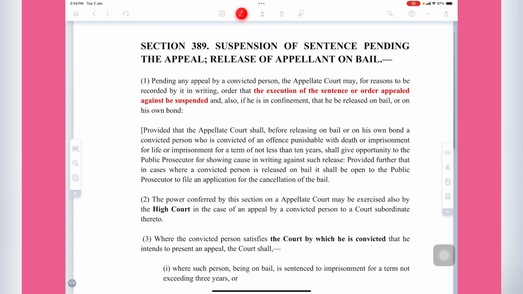Subsection 2 provides the powers of the High Court in respect of suspension of sentence awarded by any subordinate court, meaning courts which are subordinate to that particular High Court. Subsection 3 provides the power of suspension of sentence by the trial court itself, meaning the court which holds him guilty. See, the court which holds him guilty has the power to suspend the sentence.